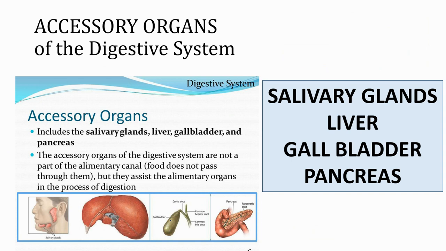Accessory organs of the digestive system, we're going to talk about the salivary glands, the liver, the gallbladder, and the pancreas. These are all structures that are adding material to the GI tract. So food doesn't pass through them. This adds material to the material as it moves through the system.